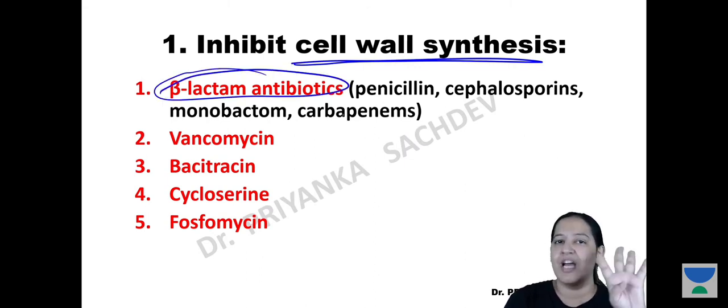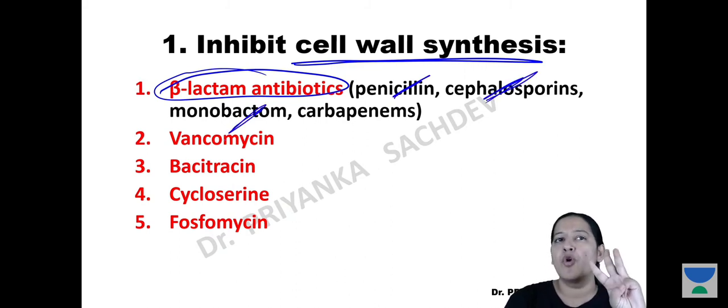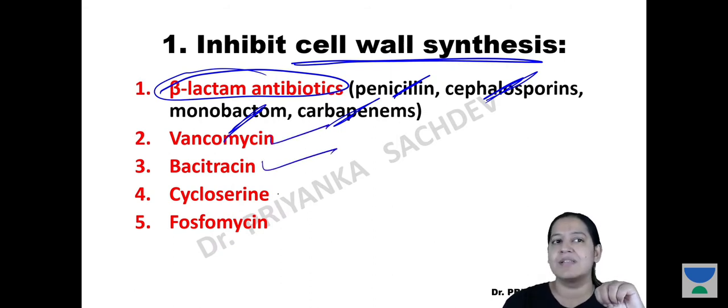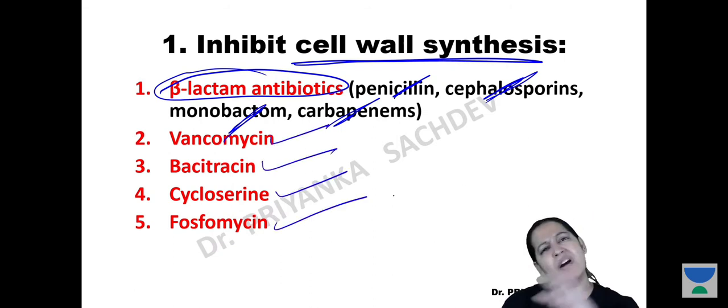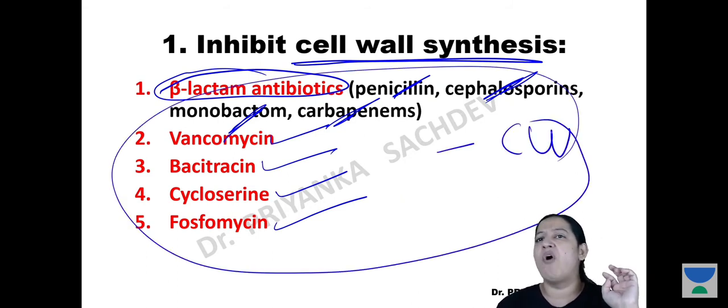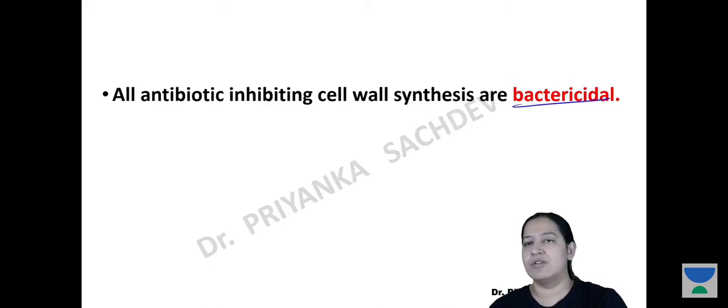Especially beta lactams. There are 4 types of beta lactams: penicillin, cephalosporin, monobactam, carbapenem. All of them inhibit cell wall synthesis. Apart from beta lactams, vancomycin, bacitracin, cycloserine, phosphomycin, we will study all of them. All of them have the same mechanism: they inhibit cell wall synthesis in a bacteria. Number 2, all of them are bactericidal. Bacteria will be killed because the cell wall is not synthesized.